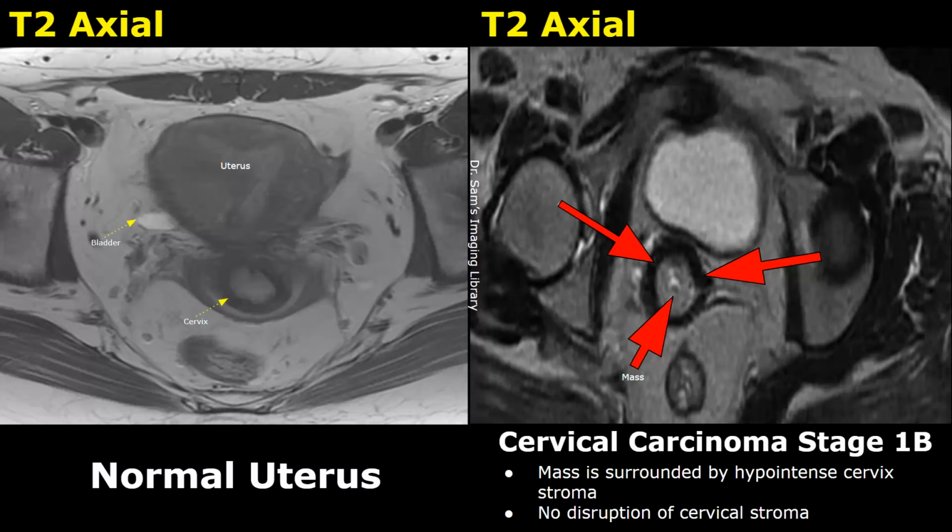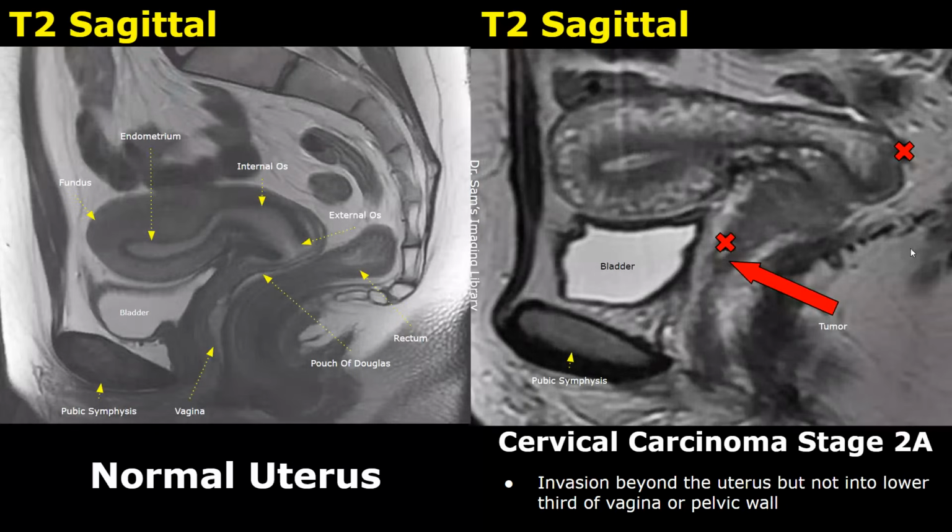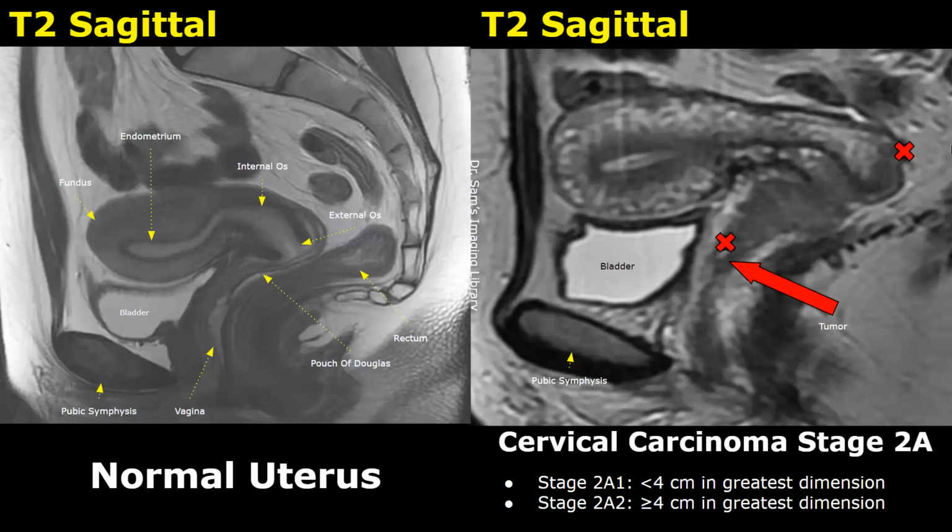In stage 2A, there is invasion beyond the uterus, but not into the lower third of the vagina or the pelvic wall. There is invasion in the upper side of the vagina, right here. In stage 2A1, the measurement is below 4 centimeters, and in stage 2A2, the measurement is equal to or greater than 4 centimeters.